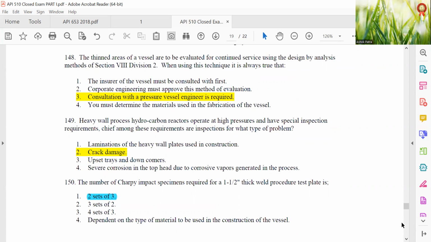The number of Charpy impact test specimens required for a 1/2 inch thick weld procedure test plate is two sets of three, because it is 1 and 1/2 inch.